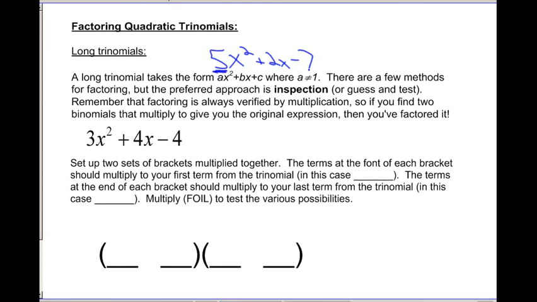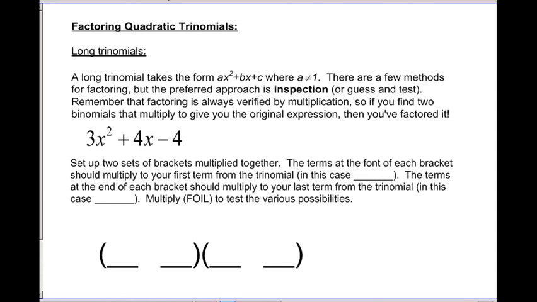There are a few methods that you can use. The preferred method, as far as I'm concerned, is inspection, which is really just looking at it or guessing and testing. Since we know that factoring is always verified by multiplication, or that we can check it, we know that if we find 2 binomials that multiply to give us the original, then we've factored it. Now, you don't have to test every possible number in existence. There are only a certain number of possibilities. So here's how we're going to set up our guess and test.